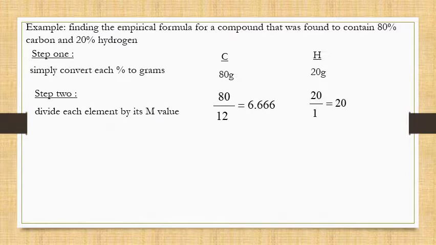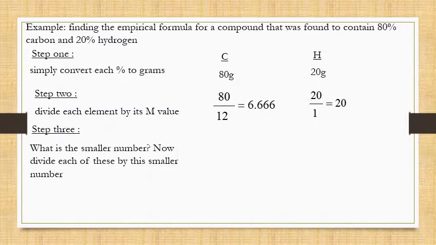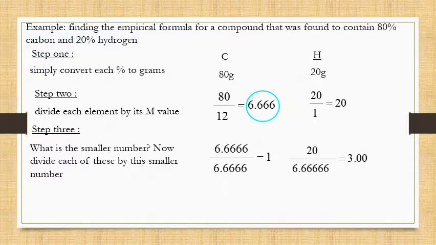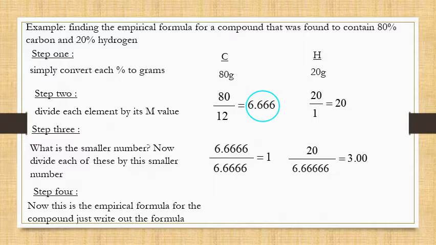And now we're going to work through the same steps. Divide each element by its atomic mass value. So you get 6.666 for carbon and 20 for hydrogen. Divide by the smallest, which is 6.666, for both sides, which will give 1 for carbon and 3 for hydrogen. Therefore, the empirical formula will be CH3, our methyl group.